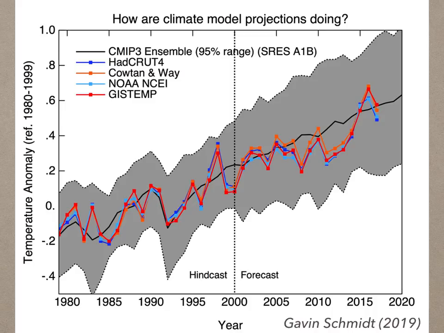And you can see the good agreement between the observations and the model indicate that the models actually do a very good job in projecting the global average surface temperature. So this is one way that we can validate how well climate models are doing.